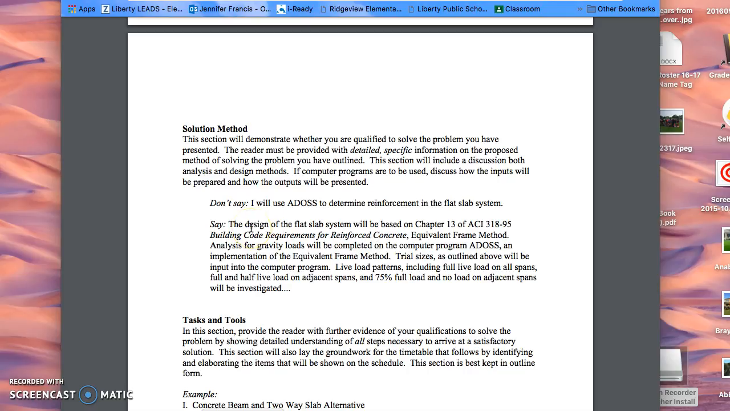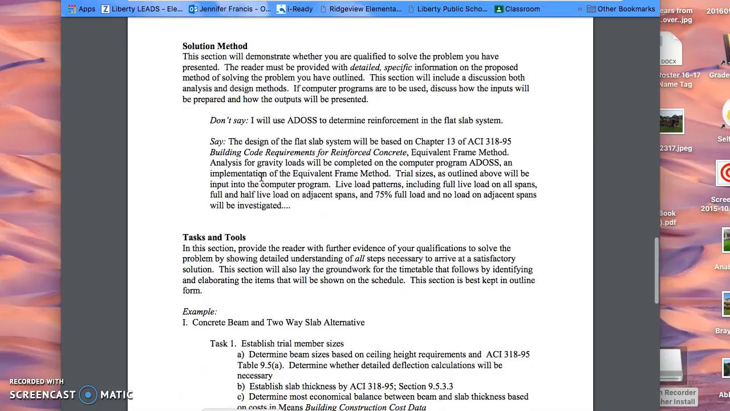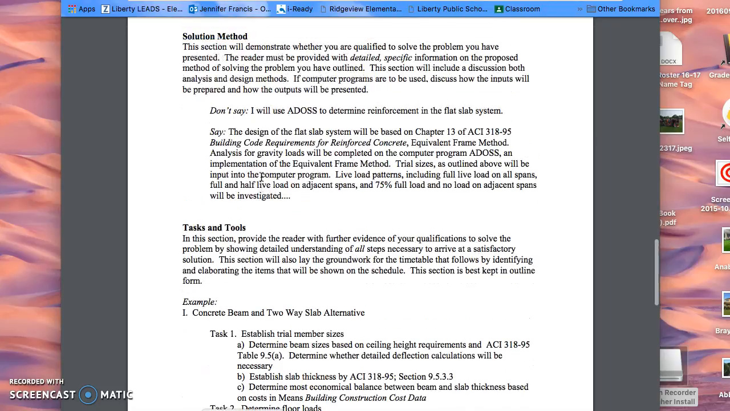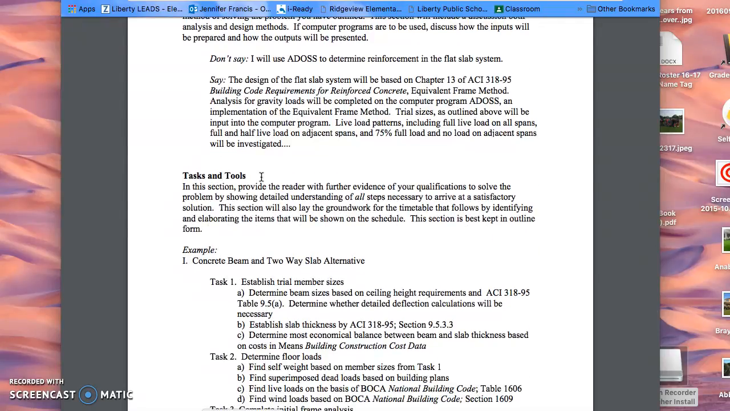All right, solution method. This is going to demonstrate whether or not you have done your research. Have you done the hard work? And have you been able to demonstrate to the city planning committee that you are qualified to tell them, here's what needs to happen. Here is what elements need to be included in an ideal neighborhood.